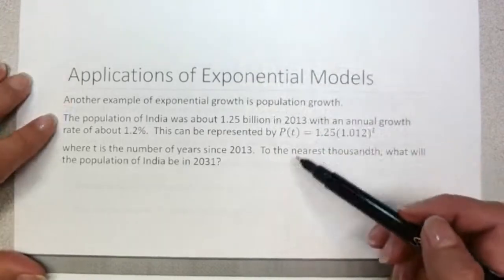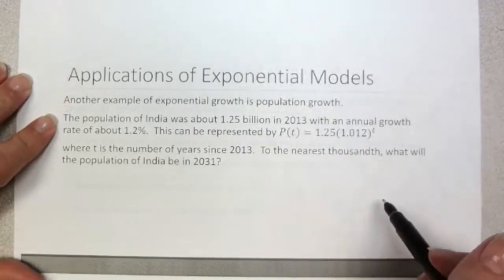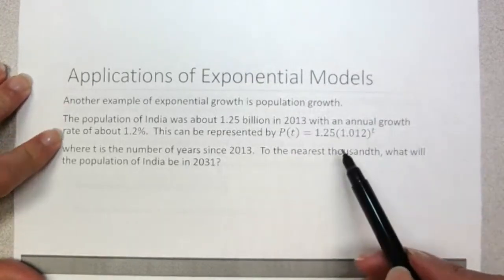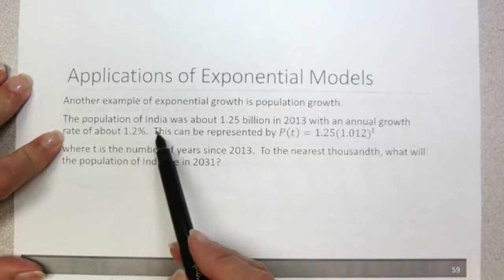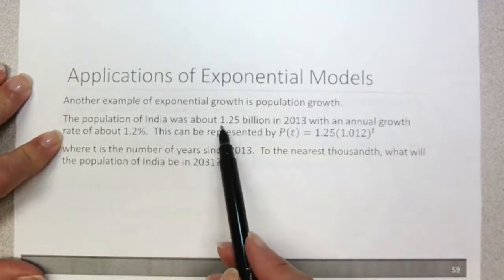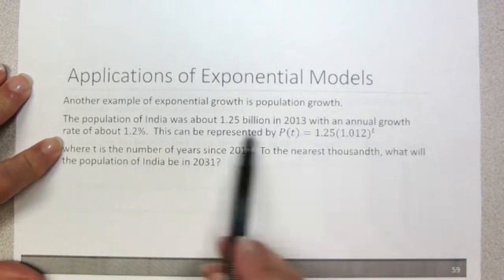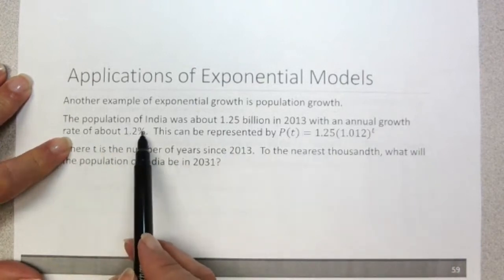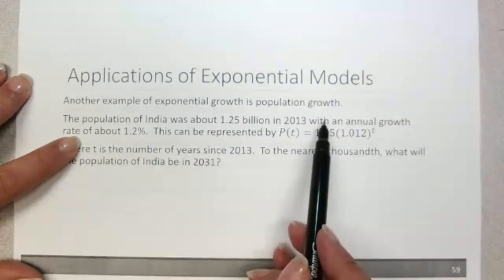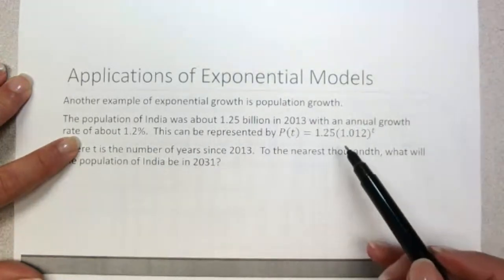Okay, so here's an application that's involving population. They're giving us the model this time. They're saying that the population of India was about 1.25 billion in the year 2013. The annual growth rate was 1.2%. So we could build this model knowing that, but they've given it to us.